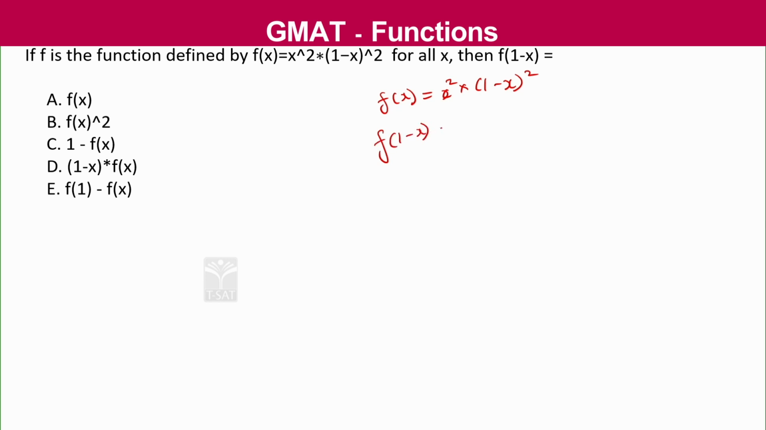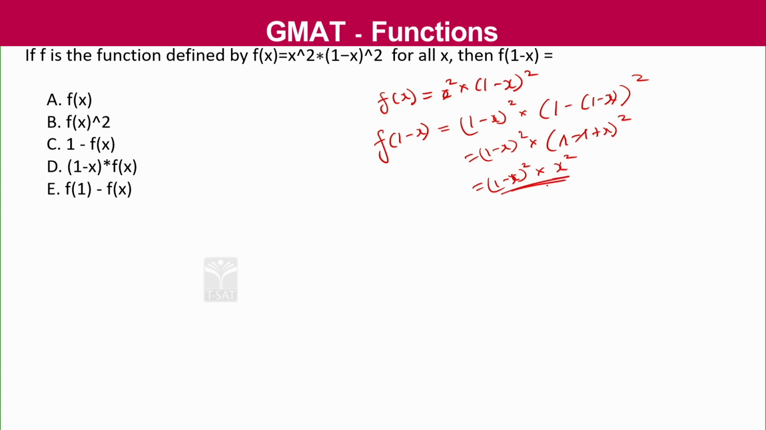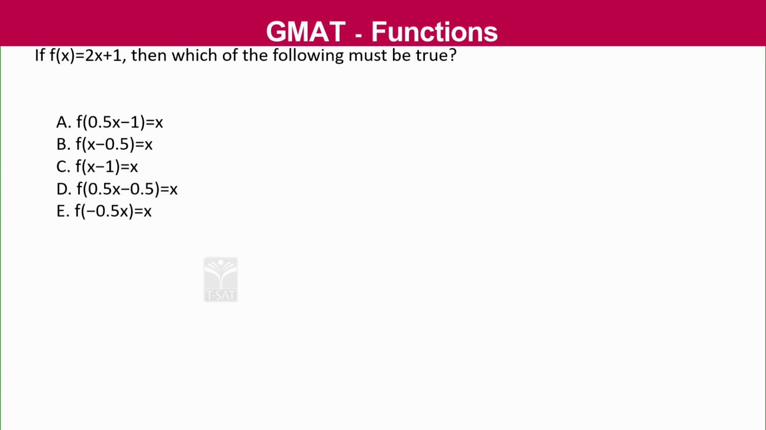So f(1 - x) will be equal to (1 - x) whole squared into (1 - (1 - x)) whole squared, which is nothing but (1 - x) whole squared into (1 - 1 + x) whole squared, where the 1 gets cancelled out. You have f(1 - x) equal to (1 - x) whole squared into x squared. So this is the same as f(x). Therefore, the answer is option A.